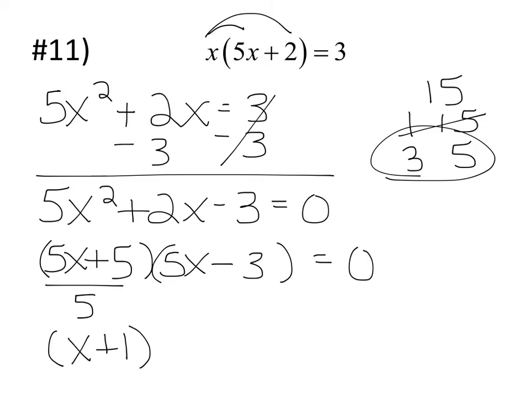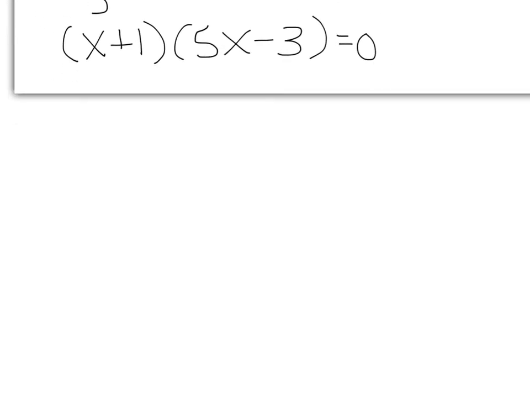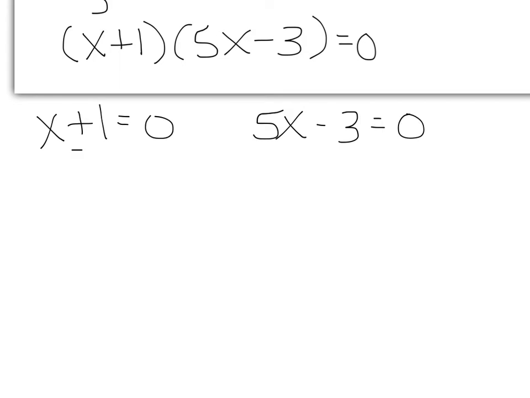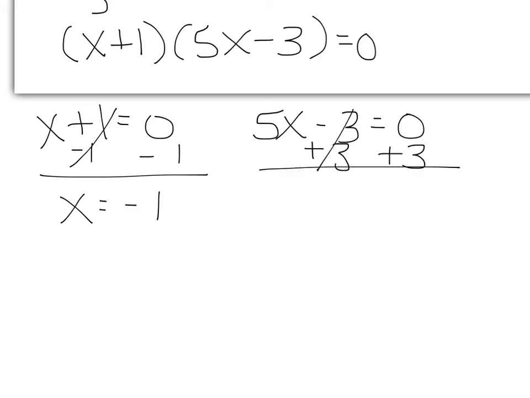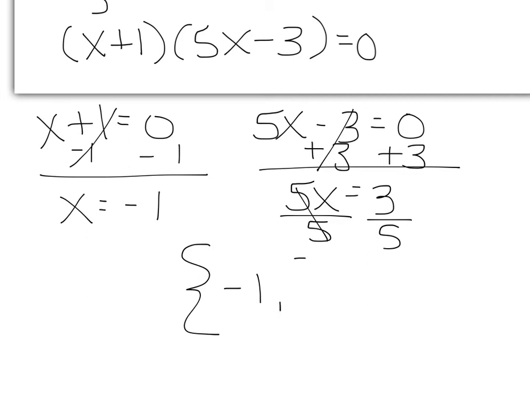So I have x plus 1 times 5x minus 3. Always FOIL to check. I do that part in my head. And then you set each house equal to 0. So subtract 1 from both sides, you get x equals negative 1. Okay, then over here, you're going to add 3 to both sides. You get 5x equals 3. Divide both sides by 5, so your solution set is negative 1 and 3/5.